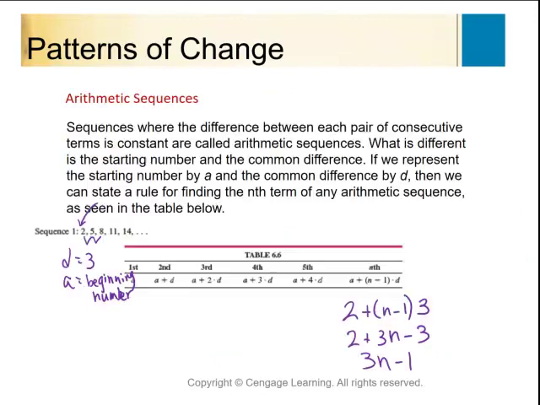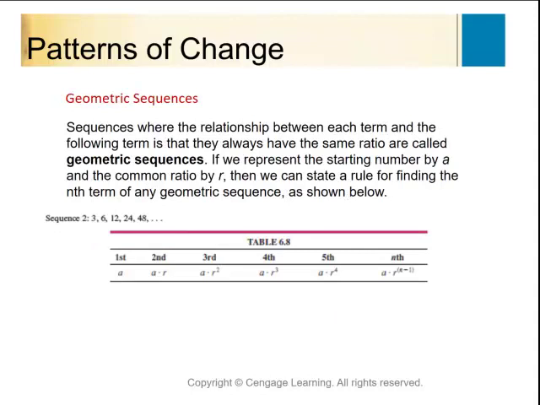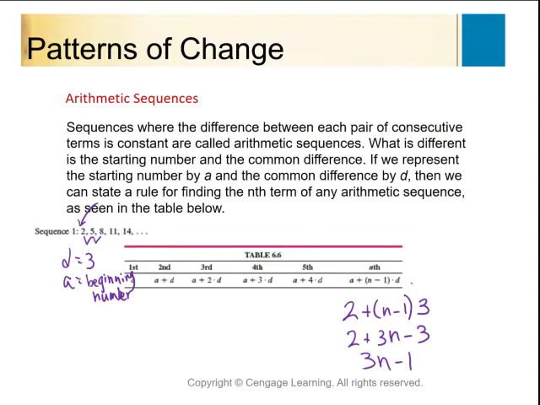Nice. So we can use this general form once we find our A and our D. That'll get you that nth term if you recognize it to be an arithmetic sequence, which means that you add or subtract the same number. Now, as long as it's going up, your D is positive. If the numbers go down, your D is negative.